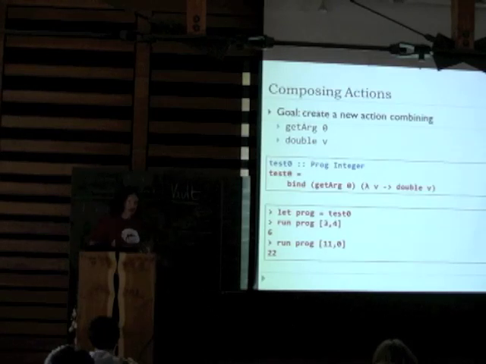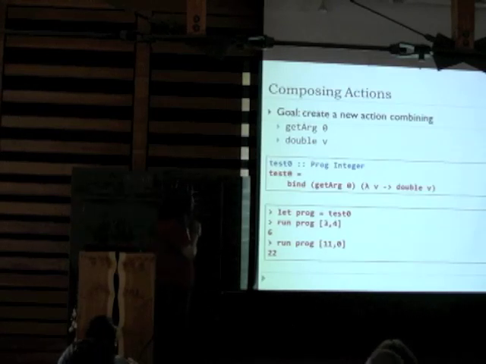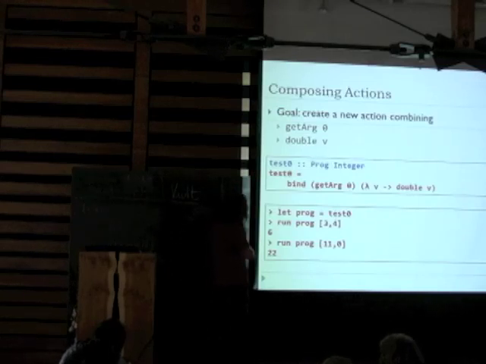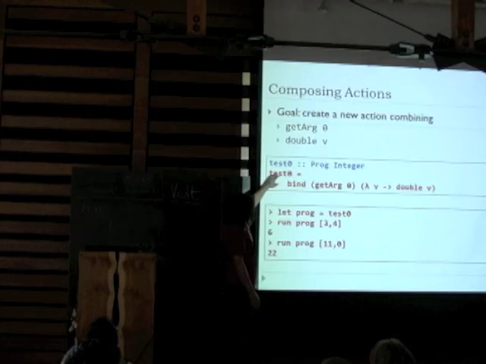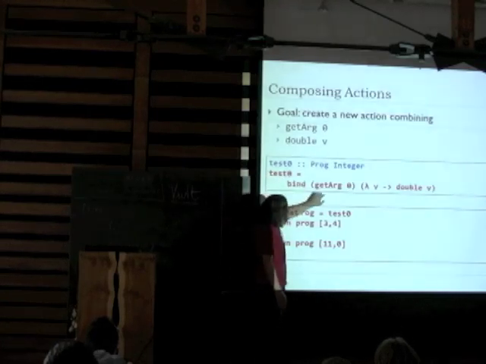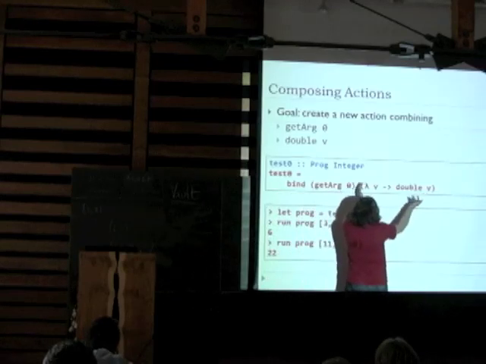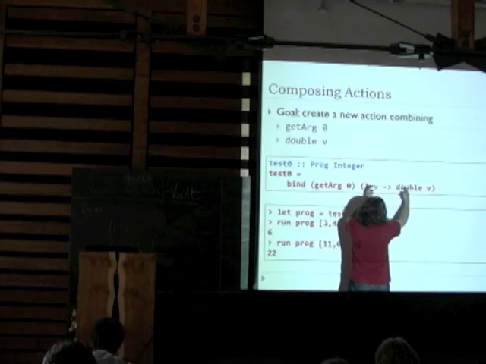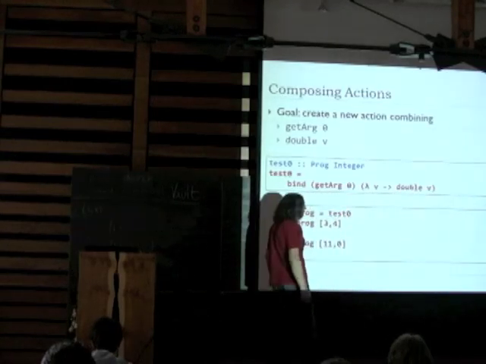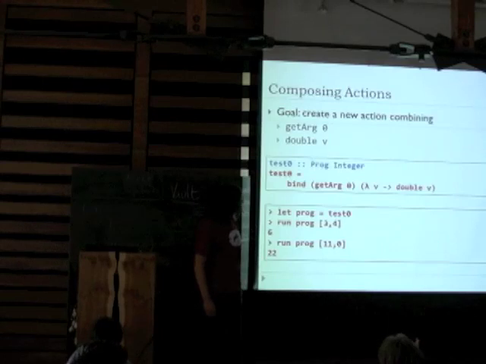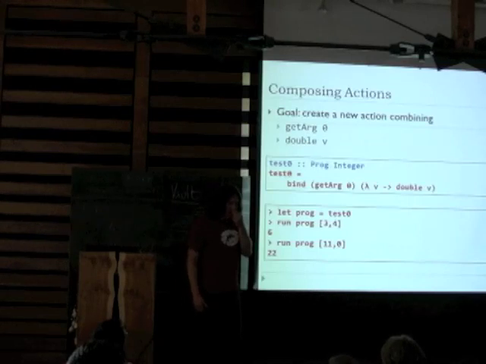And this is this picture written in code. I want to create a new action that combines get arg 0 and double V. Here's this test, I call it test, which combines these two things. It will bind the result of get arg 0, which is an action, with a continuation. A continuation takes this V and returns double V. Question: how does that lambda expression, the second argument, differ from just the function double? It would appear that both take one argument. Well, the thing is that I don't have this V. I can't just call double.